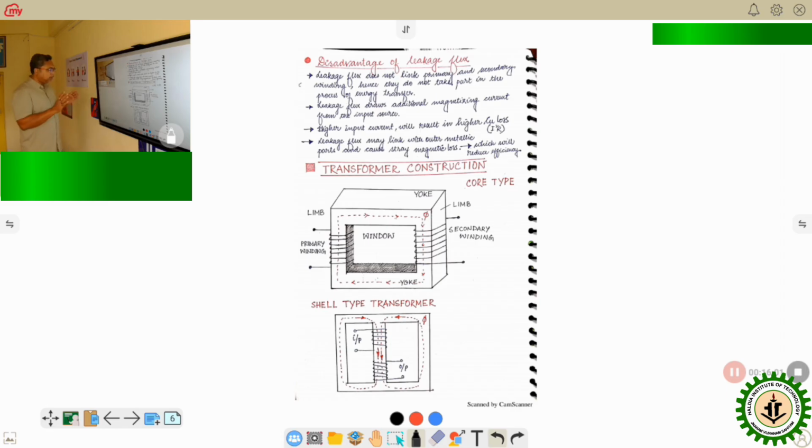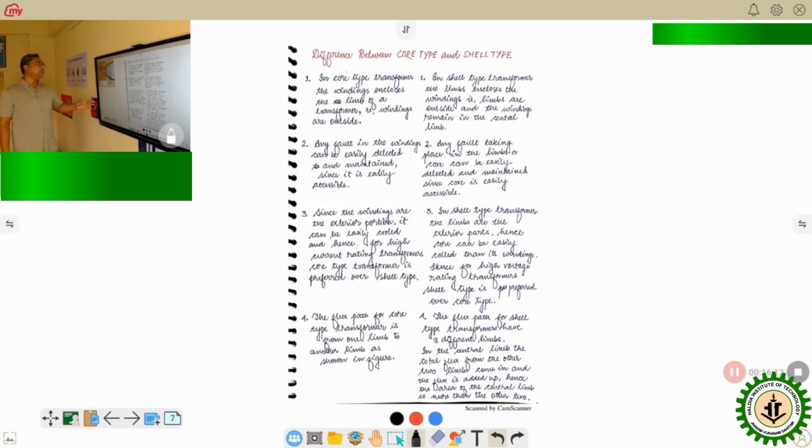Now, from a construction point of view, we need to understand the difference between core type and shell type of transformer. Here I have noted down some major differences between core type and shell type. It is a request that since we all are studying engineering, don't write this type of difference, that you draw one figure, this is core type, this is shell type. There are two limbs in core type, and there are three limbs in shell type. Writing this kind of difference is not encouraged.